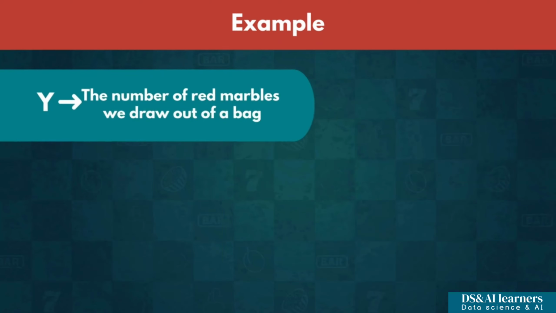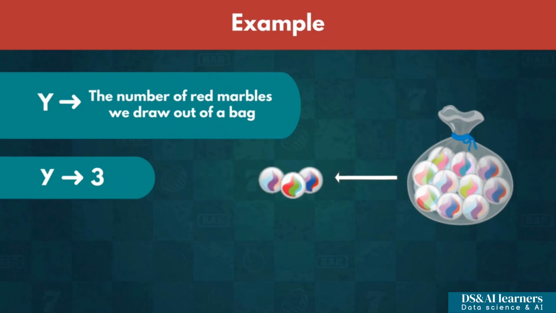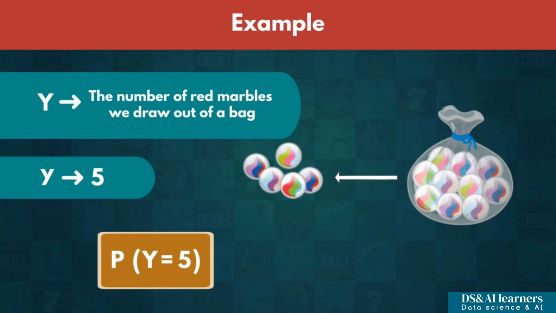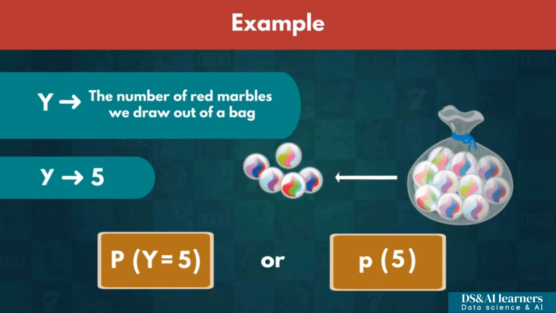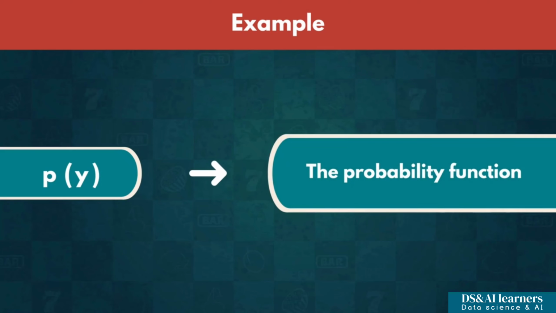For example, uppercase Y could represent the number of red marbles we draw out of a bag, and lowercase y would be a specific number, like 3 or 5. Then we express the probability of getting exactly 5 red marbles as P of Y equals 5, or P of 5. Since P of y expresses the probability for each distinct outcome, we call this the probability function.